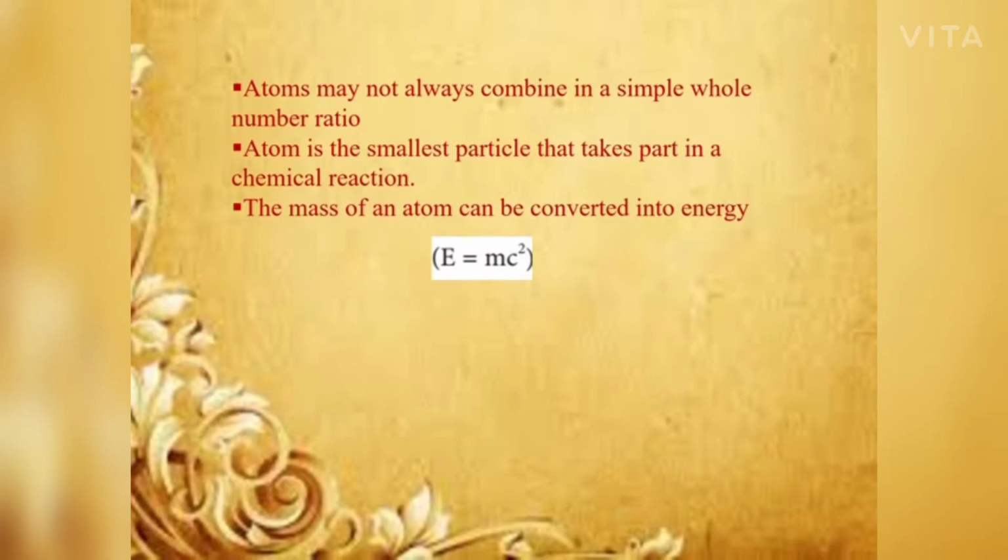Atoms combine together to form molecules. In the formation of molecules, atoms may not always combine in a simple whole number ratio. An atom is the smallest particle that takes part in a chemical reaction. The mass of an atom can be converted into energy. According to Einstein's law, E equals mc squared.